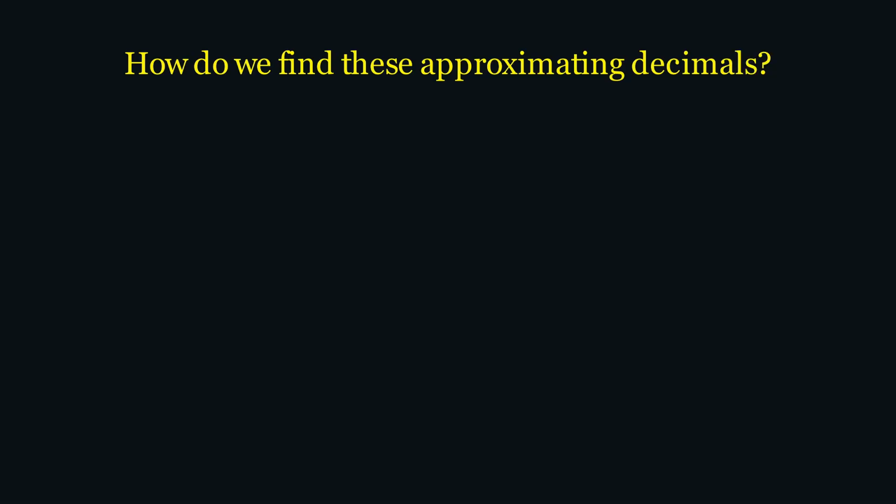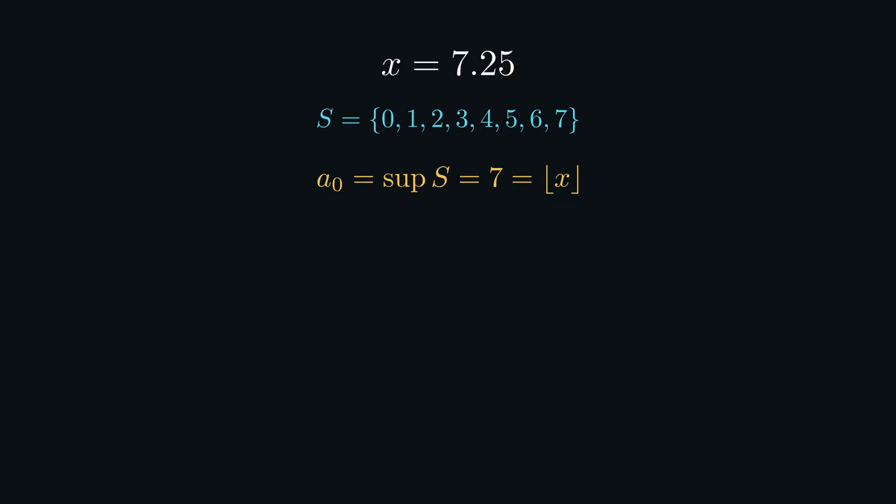How do we actually find these approximating decimals? The proof builds them digit by digit, and I find this construction worth walking through carefully. Start with the set S of all non-negative integers less than or equal to x. 0 is in S, so S is non-empty, and S is bounded above by x. By completeness, S has a supremum. Call it a0. This a0 is the greatest integer in x. We write it as floor of x, or bracket x. If x equals 7.25, then a0 equals 7.